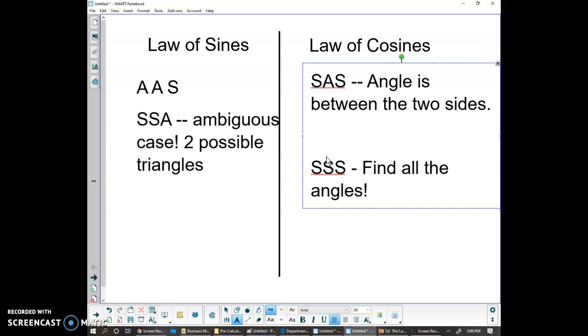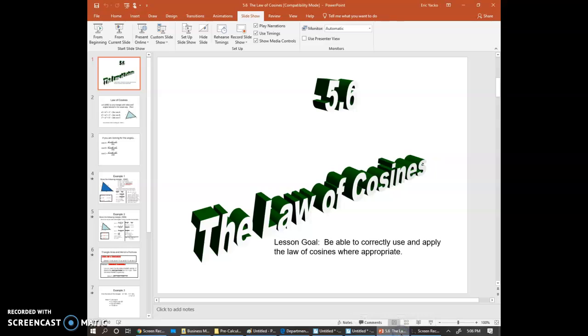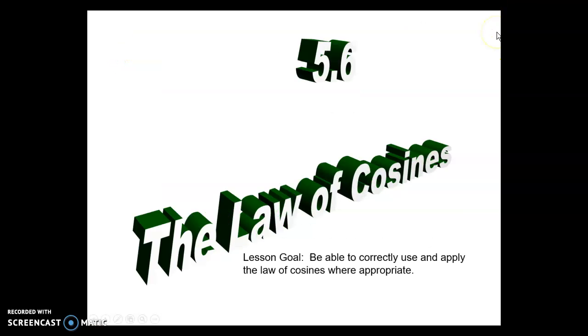All right, so let's start up the notes here. You have this same PowerPoint that I attached in case you want to reference it later. It'll be easier that way, but I figured I'd explain it to you as we went through it. So here are the law of cosines notes.